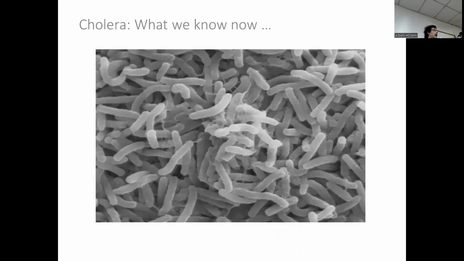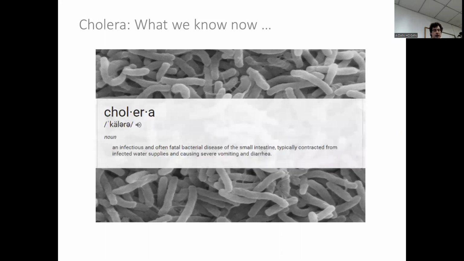So at that time, not much was known about cholera compared to what we know now. So what do we know now about cholera? We know that it's an infectious and often fatal bacterial disease of the small intestine, typically contracted from infected water supplies and causing severe vomiting and diarrhea. So not nice, not pleasant.